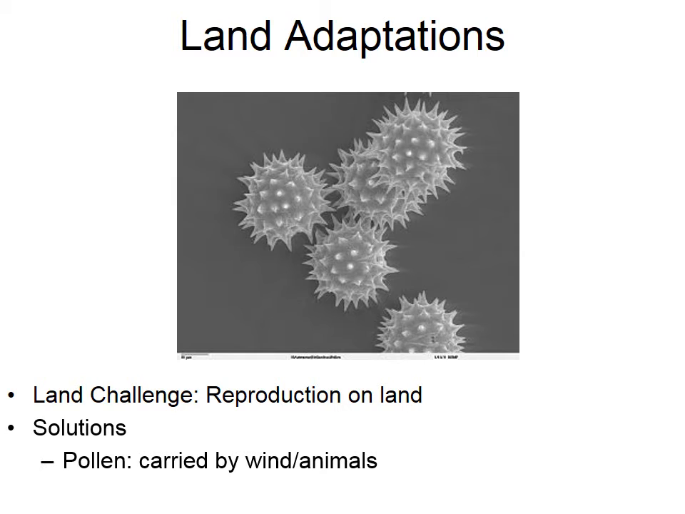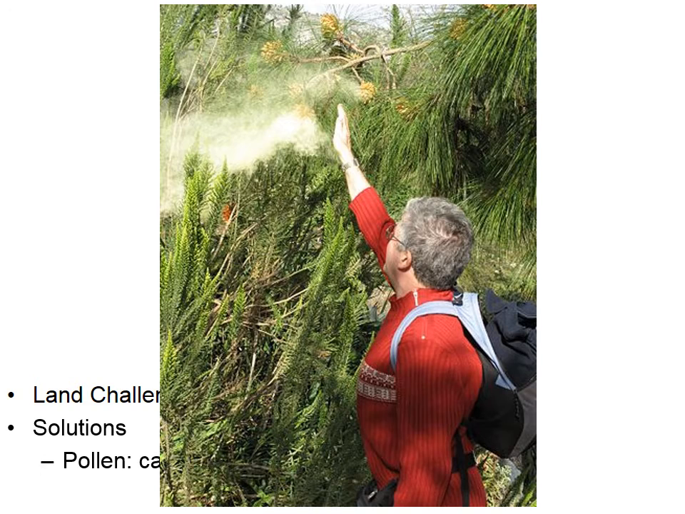One of their solutions is the evolution of pollen. Pollen is simply released into the air and travels with the wind, or pollen can be spread by animals. Here's a microscopic image of pollen. And in this picture here, you can see a gentleman shaking the branches of a tree, and dust is coming out of these cones that you see. And that dust is pollen.